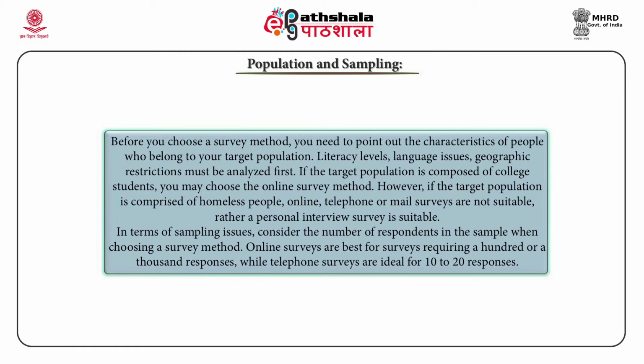In terms of sampling issues, consider the number of respondents in the sample when choosing a survey method. Online surveys are best for surveys requiring 100 or 1000 responses, while telephone surveys are ideal for 10 to 20 responses only. Number 2, questions.